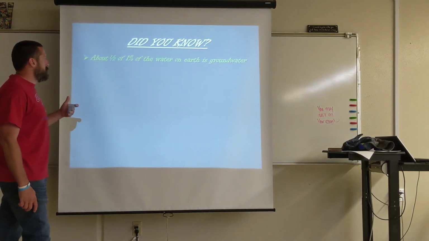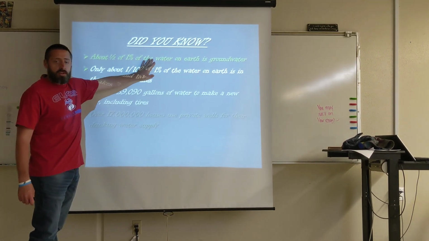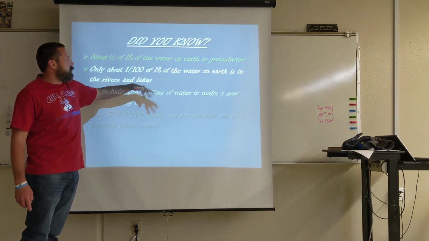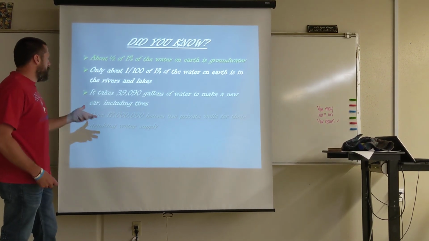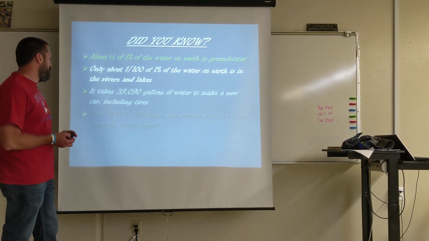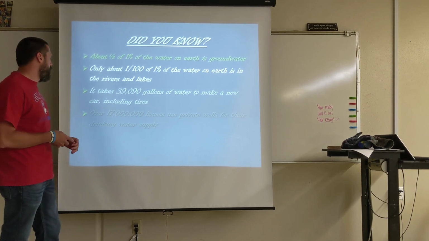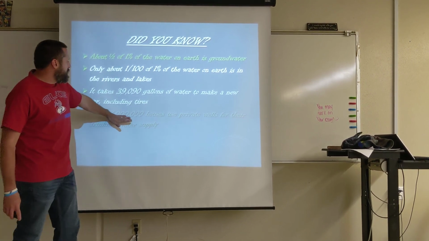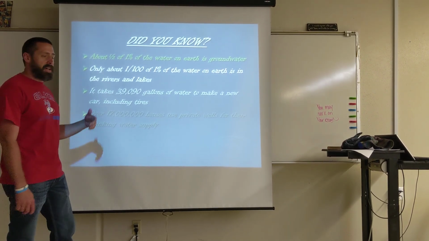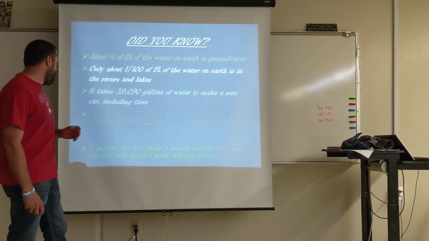So, just a couple of little tidbits. We talked about 1% of it being the groundwater. About 1/100th of the 1% of water on Earth is in the rivers. It takes 39,090 gallons of water to make a new car, which includes the tires. So through the plant, them doing all that, it'll have that. You have over 17 million houses that use private wells for their drinking water supply. Now that's changing all the time because it's easier for them to go through and get that.